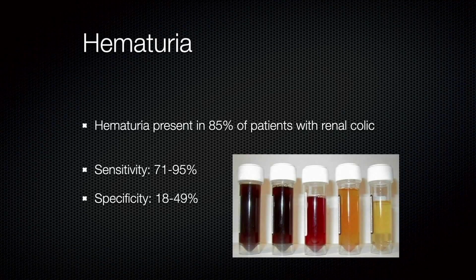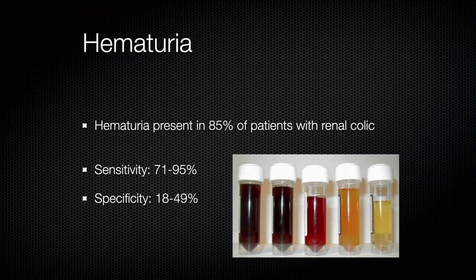Blood in the urine for stone has a sensitivity of about 71 to 95%. So depending on which side of the error bar you fall on, you could say 95 out of 100 patients should have blood. And if you don't have blood, you're in that 5% range, and it's likely you don't have a stone. The specificity certainly is not as great, right? It's 18 to 50% or so.